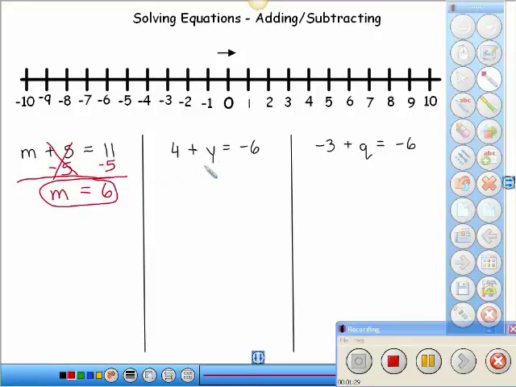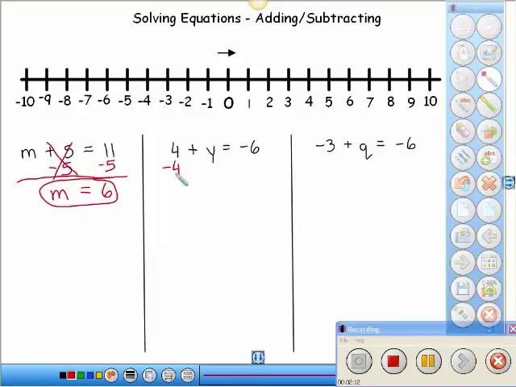Let's take a look at the second problem. Now it gets a little trickier because we've got negative numbers, but we're still going to follow the same process. 4 plus y equals negative 6. I want to isolate the variable. I need to get y by itself. So I've got to get rid of this 4. How do I get rid of 4? Do the opposite. So this is a positive 4, so the opposite of positive 4 is negative 4, or subtract 4. That's going to get rid of it.